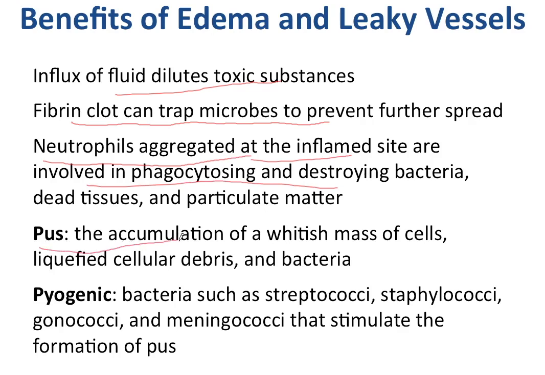Neutrophils can die if there are too many bacteria, so that can form pus. Pus is the dead cells and the bacteria. Pyogenic means the bacteria that can stimulate the formation of pus.